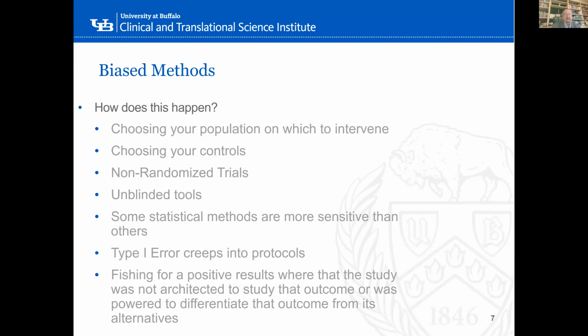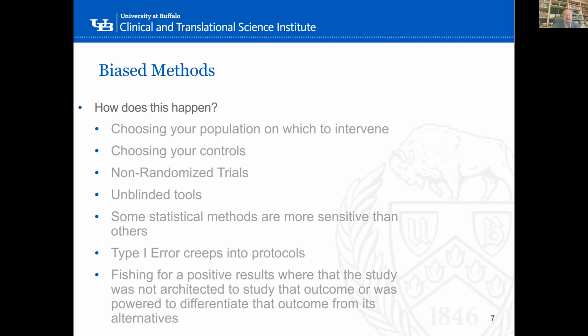So, biased methods. How does this happen? Well, you choose your population on which to intervene, and that can sometimes not be unbiased. Choosing the control set may not be unbiased. Non-randomized trials, unblinded tools. Some statistical methods are more sensitive than others, so picking a very sensitive statistical method might indeed give you different results than if you picked an easier method to use that may not have gotten you positive results.